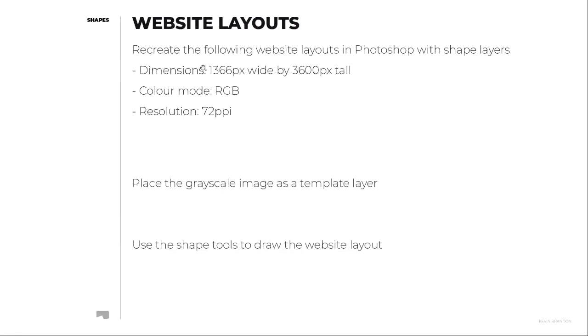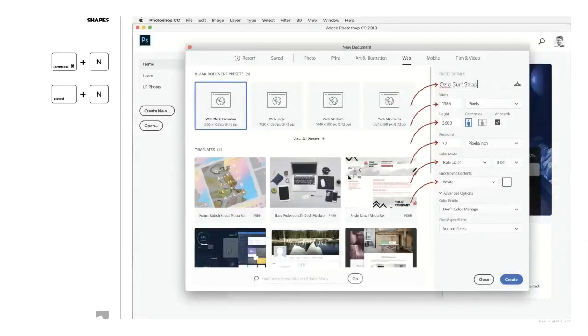Great. So then I'm going to leave these as instructions. So basically what we're going to do is create a document that's 1,366 pixels wide by 3,600 pixels tall. Color mode is RGB. For web, resolution is 72. And we're going to place the grayscale template image that we have in the zip file that I'm going to open up and show you guys. And we're going to use the shape tools to draw the website layout and modify it. So if I go back in, I'll walk through the slide deck really quick, and then I'll open up Photoshop and show you exactly what I'm doing.